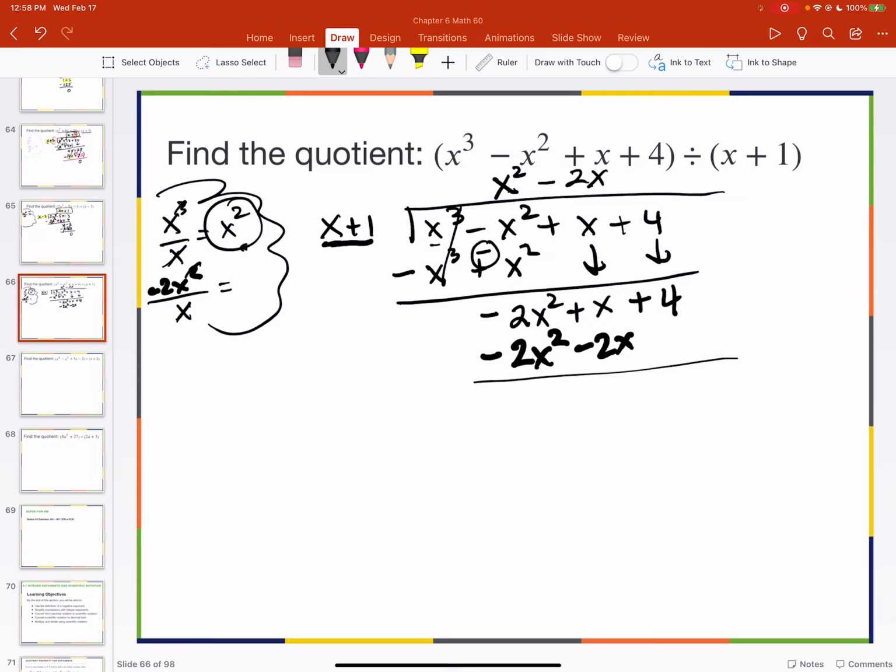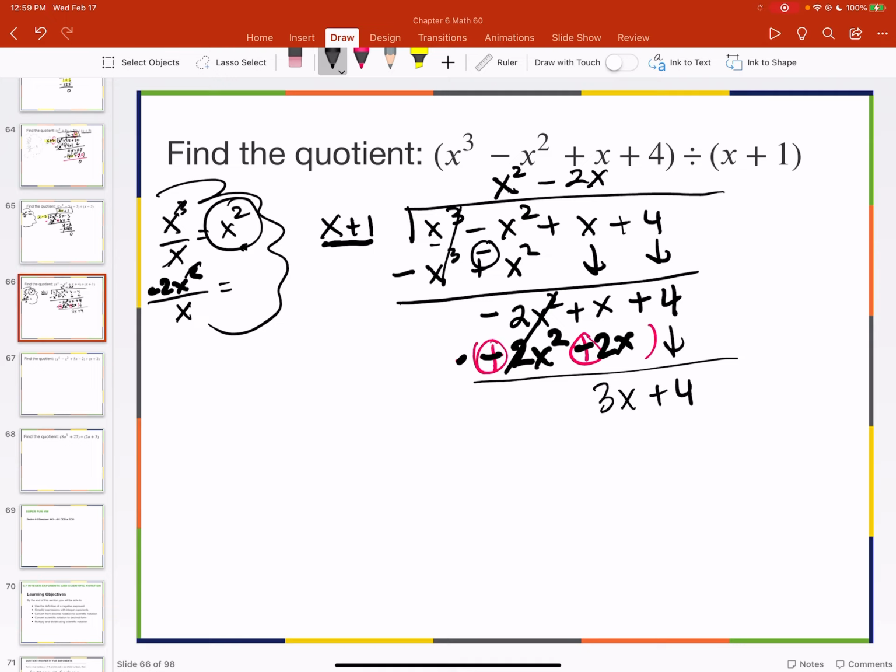So then I'm going to subtract this, which will change the signs. Since I'm subtracting all of this, that's going to change this sign to a positive, and that's going to change this sign to a positive. It's just easier if you start thinking of it as changing signs. That helps too. So plus x plus 2x is 3x, and then bring down the plus 4.